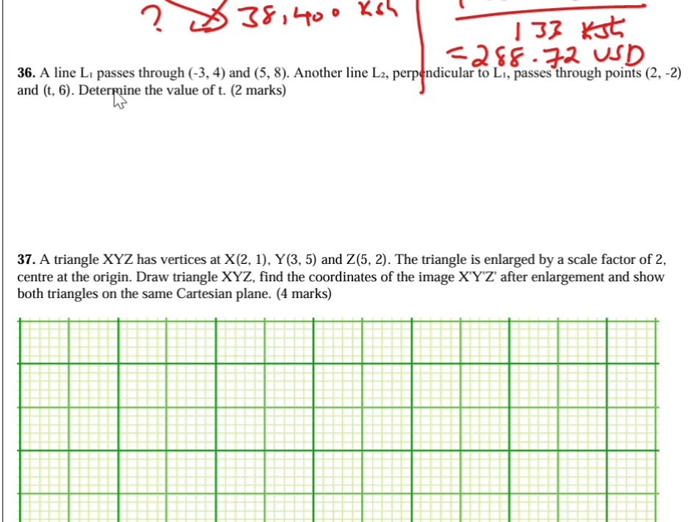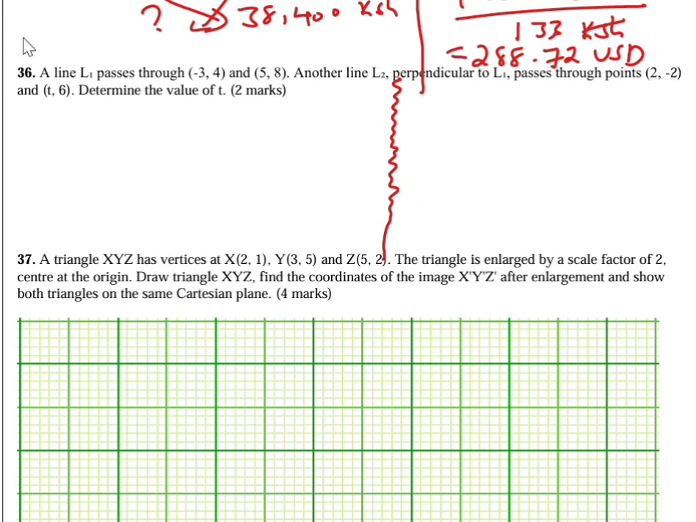A line L1 passes through a point, and another line L2 perpendicular to L1 passes through point 2, -2 and T6. Determine the value of T. You can see these questions are not that easy. It has a lot of working. Tutafanya. As always, we don't have a choice.